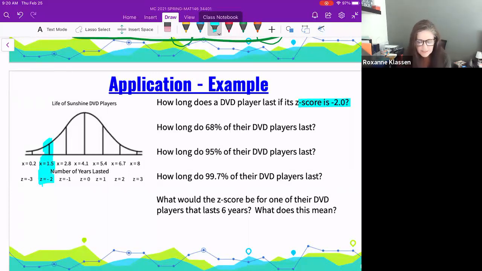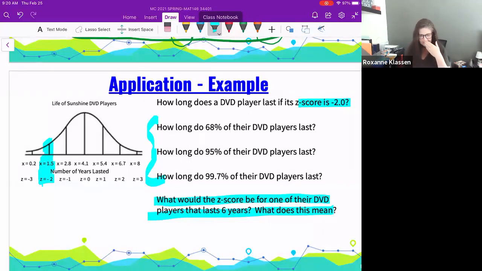All right, see if you can answer these three for sure. I know you can. And then this one might be a little bit harder. So think about that one, but definitely answer how long do 68% of the DVD players last? How long do 95% of the DVD players last? How long do 99.7% of the DVD players last? And then see if you can answer that last question. I'm going to give you a couple minutes for that.